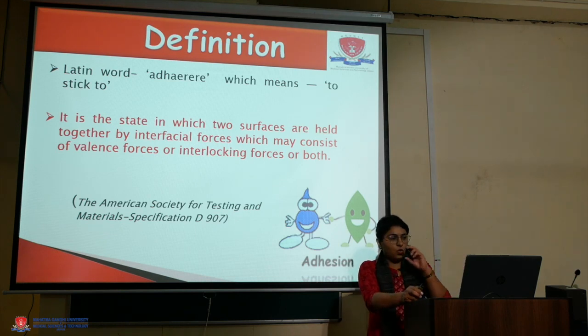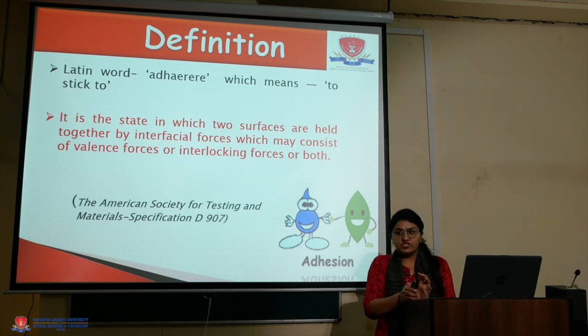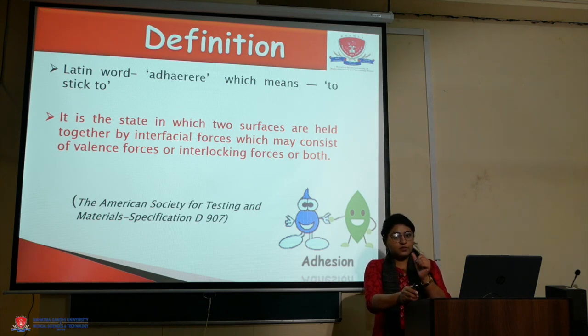So basically we are talking about bonded restorations here. That means these restorations are bonded to the tooth. For bonding them to the tooth, we need certain kinds of agents, known as bonding agents. So here the bonding is happening between the bonding agent and the enamel or the dentine.